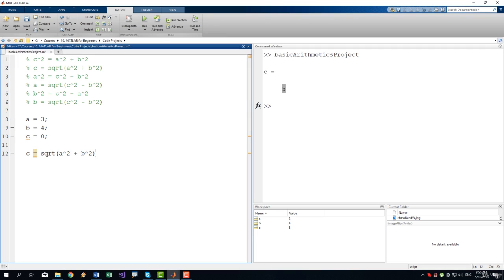Now let's switch things a bit and make our c value known and our b value unknown. So c will be 5 and b will be 0. And we are going to write our two other equations here as well. So a is equal to sqrt of c squared minus b squared, b is equal to sqrt of c squared minus a squared. Alright, and here we have our c.